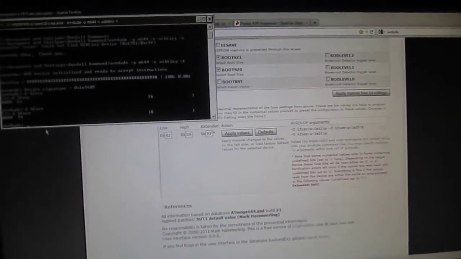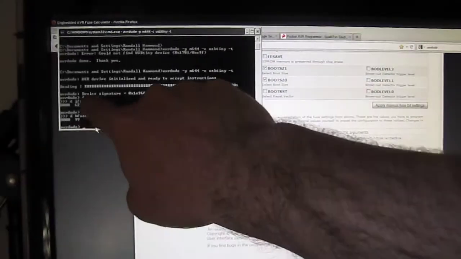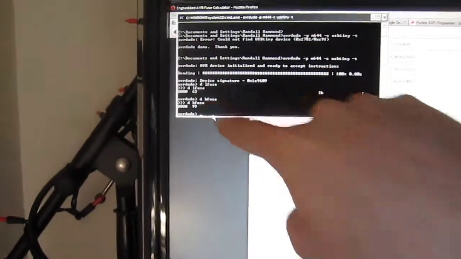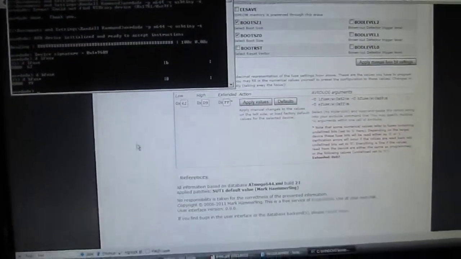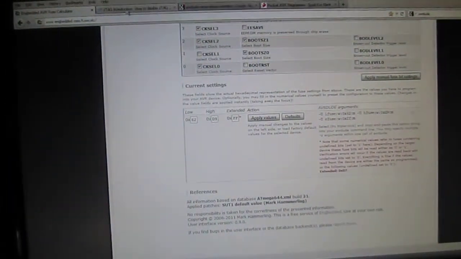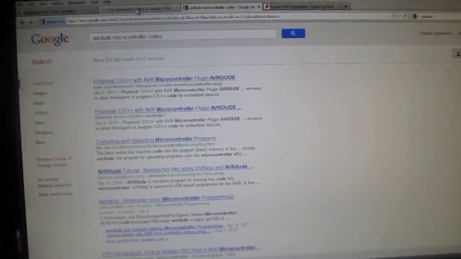The low stays the same. Low is still 62. The high is now D9 instead of 99. You see, low was 62, high was 99. So now I have to write that fuse, write the high fuse to D9.